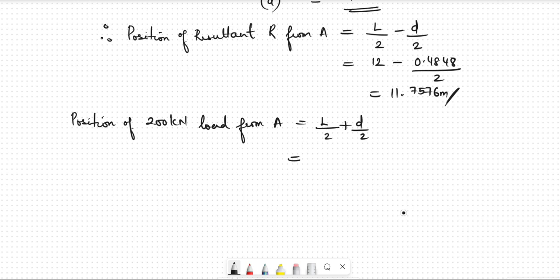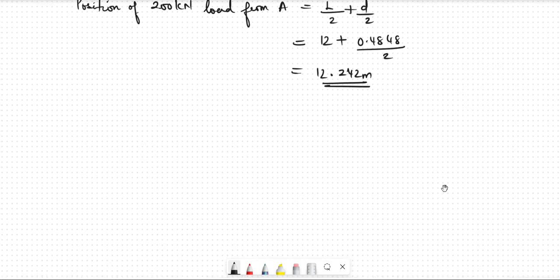So that is equal to 24 by 2, which is 12, plus 0.4848 divided by 2, which is equal to 12.242 meters. So this is how you have to position the load for getting an absolute maximum bending moment.